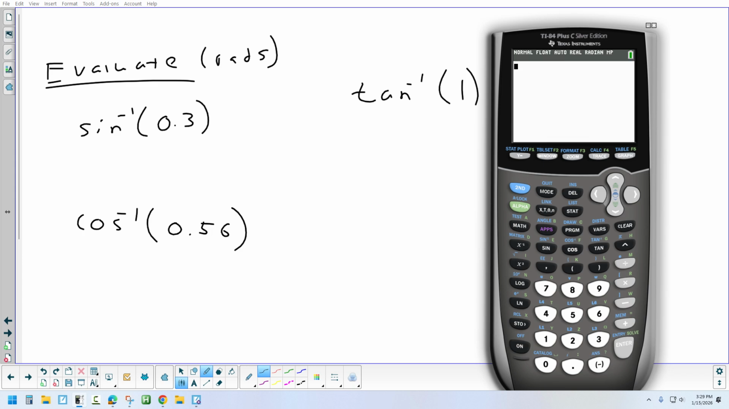And how would I type in the first one? Inverse sine of 0.3. Yeah, second, sine, perfect, and then 0.3. So the first answer is 0.3, depending; I'll tell you the decimal places on the test. Let's just say 0.305.